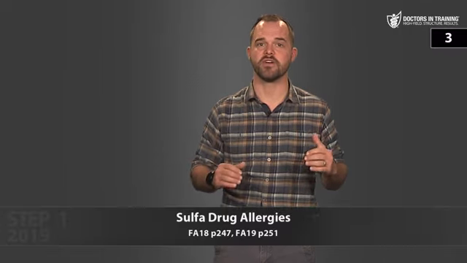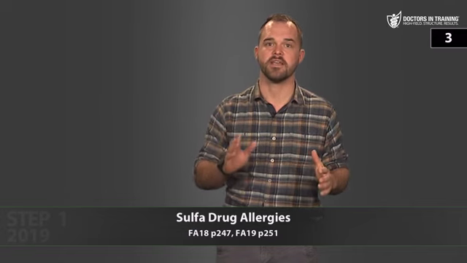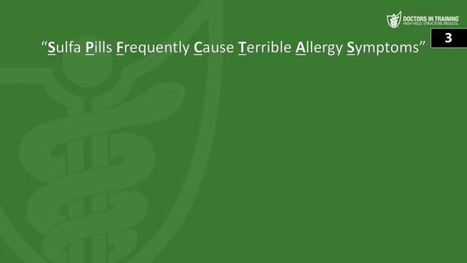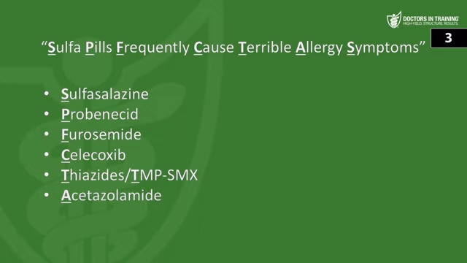So, I mentioned before that many people have a sulfa allergy, but this doesn't just include sulfonamides. There are other drugs that are considered sulfa drugs, and we have a mnemonic to help us remember them. The mnemonic is, sulfa pills frequently cause terrible allergy symptoms. Sulfasalazine, probenecid, furosemide, celecoxib, thiazides, and TMP-SMX, acetazolamide, and sulfonylureas.